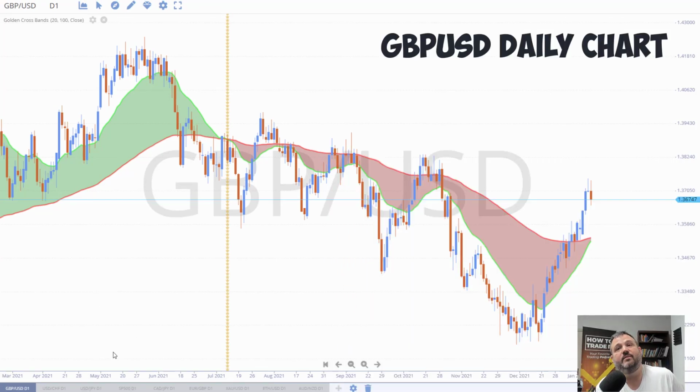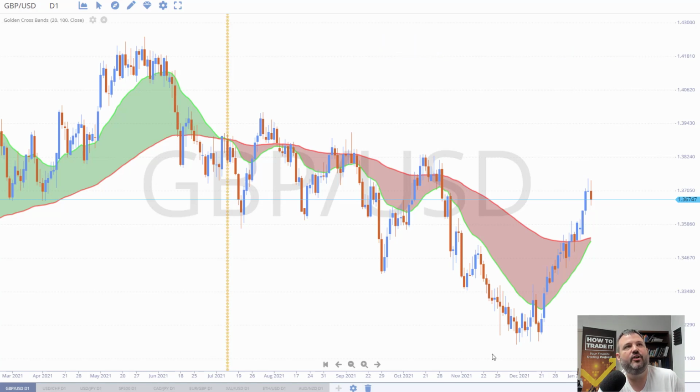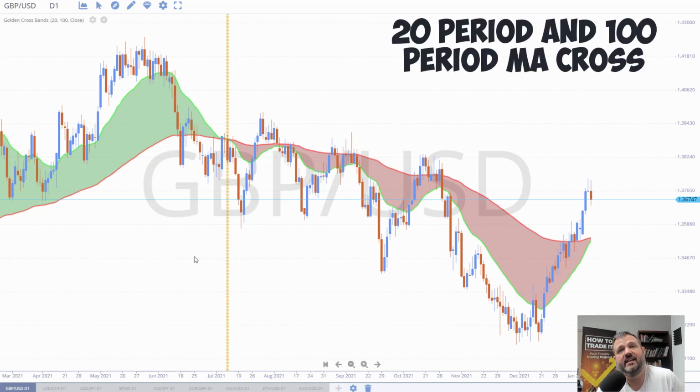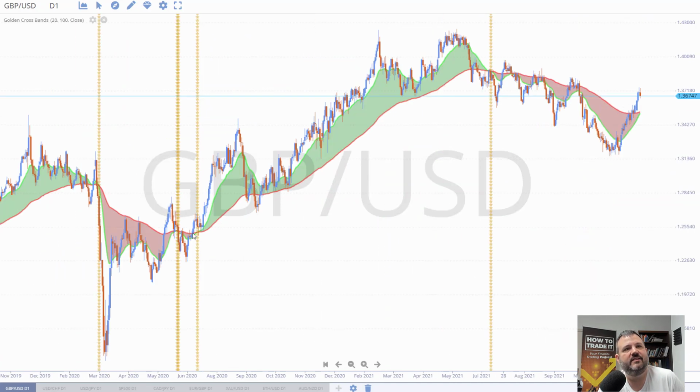We're going to start with the pound dollar. And the first thing I want to identify here is this is called the golden cross. It's a golden cross, and it's a pretty powerful indicator. It's the 100 and the 20, and this is a daily. Take a look at the last golden cross. The last golden cross we had was pretty legit.